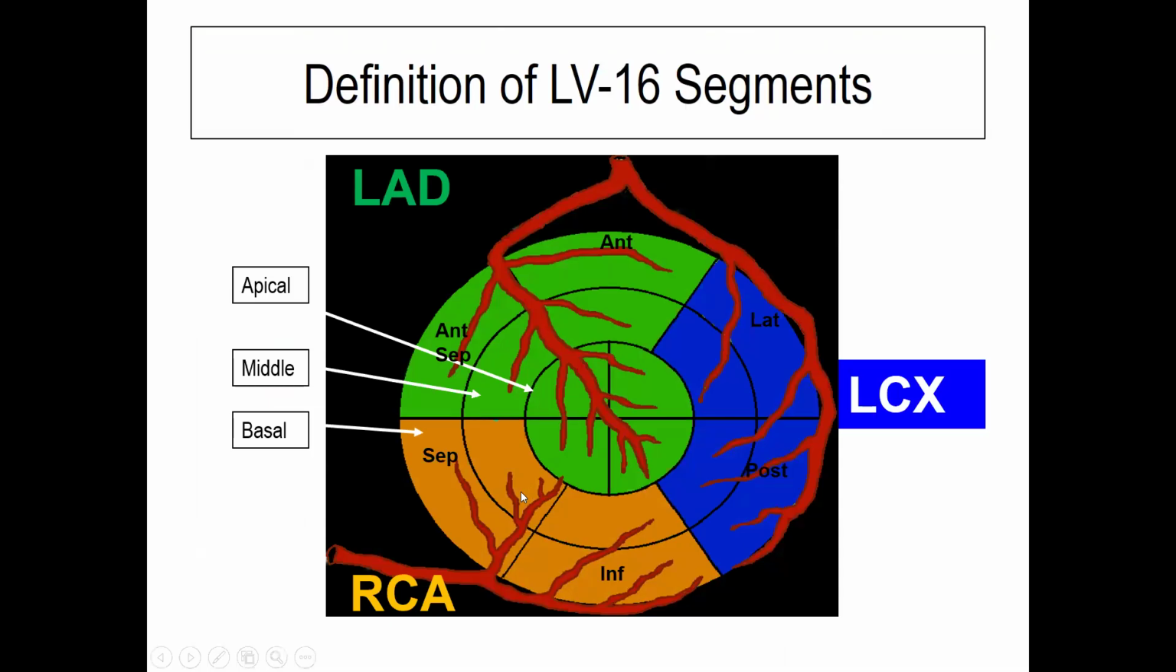Then RCA, not basal anterior wall only, but apical septum, apical posterior wall, and apical lateral wall. This is not apical posterior wall, this is apical inferior wall. So apical septum, apical anterior, apical lateral, and apical inferior wall. So almost 50% of the area is supplied by LAD. Mid and basal septum, mid and basal inferior wall, RCA. Mid and basal posterior wall, mid and basal lateral wall is supplied by circumflex.